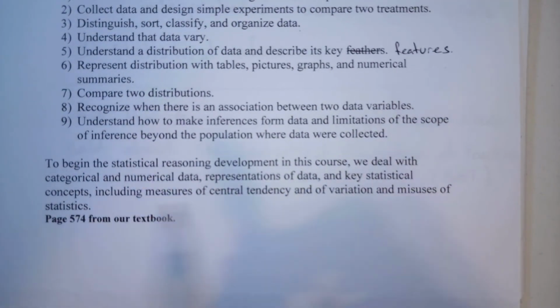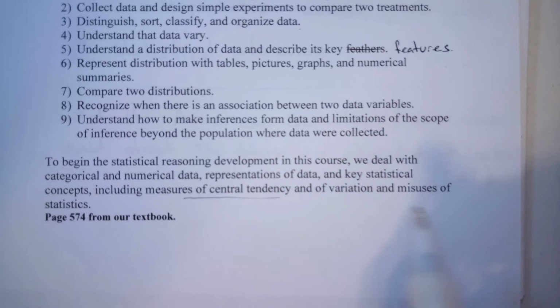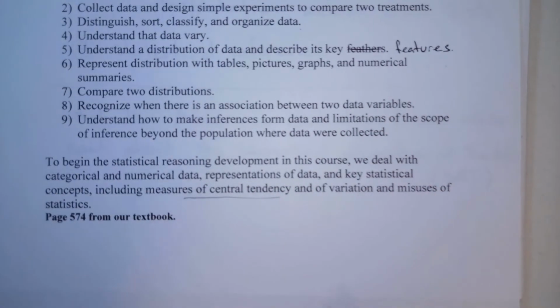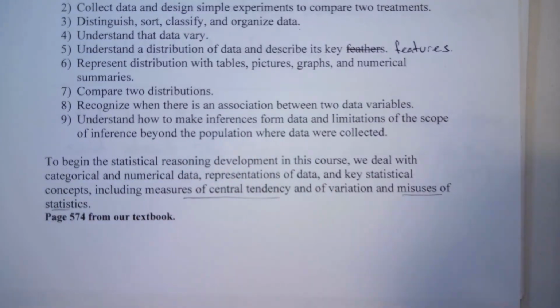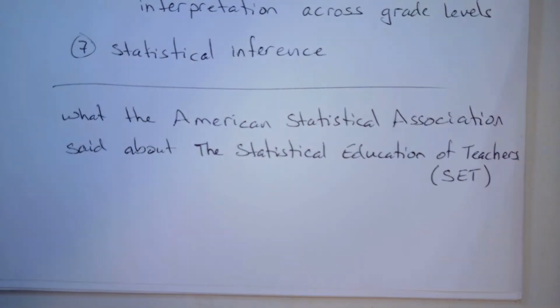To begin the statistical reasoning development in this course, we deal with categorical and numerical data, representations of data, and key statistical concepts including measures of central tendency and of variation, and misuses of statistics. That last part is very, very important. You grow up listening to and hearing all sorts of statistics from everywhere. The media. How many times have you heard commercials about toothpaste? 4 out of 5 dentists prefer Crest. Well, what do we know about what doctors they ask, where they ask, what kind of questions they ask, when they ask them? All that stuff is important to know.